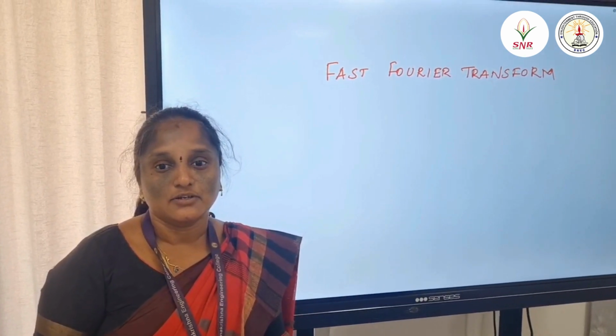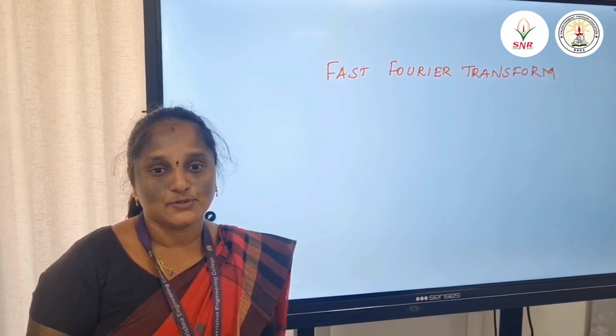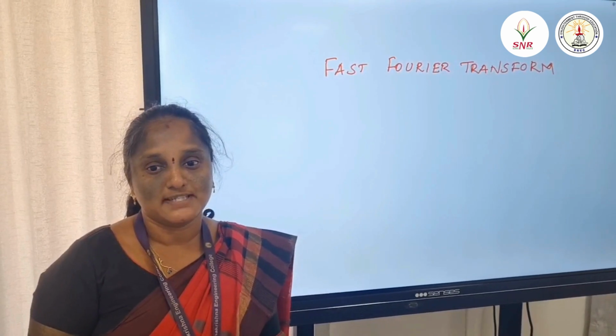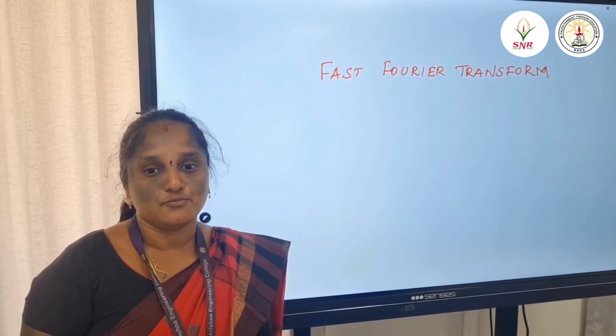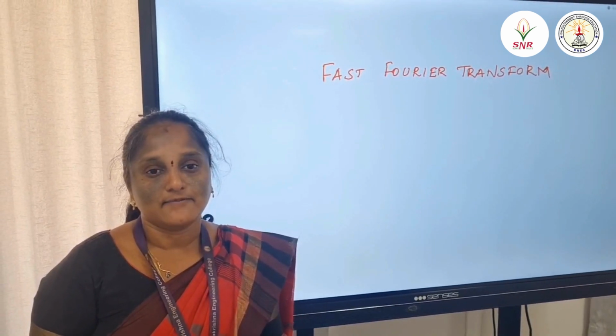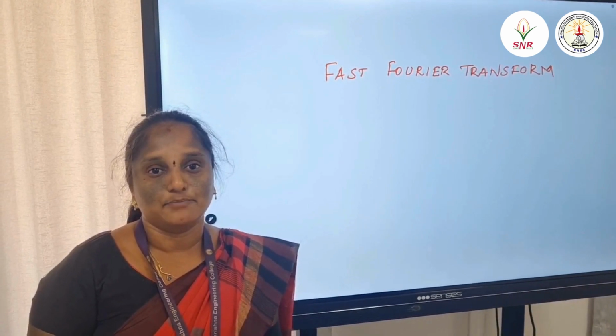It is based on Cooley-Tukey algorithm with radix 2, in which an n-point sequence is decimated into 2-point sequence, and from the results of 2-point DFTs, 4-point DFTs are computed, and from the results of 4-point, 8-point DFTs are computed.